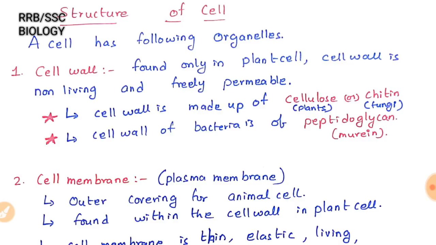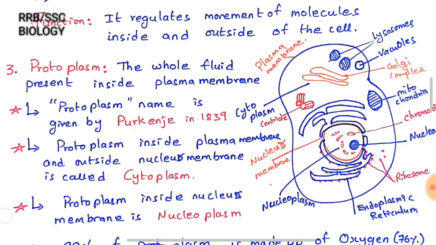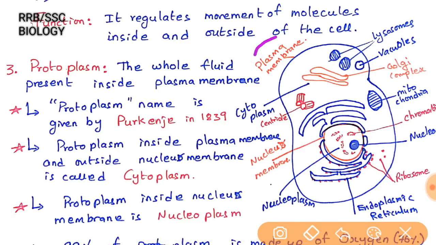Okay, the second organelle is the cell membrane. Here you can see the plasma membrane, the outer line of the cell or outer wall of the cell. We can call it the plasma membrane. The plasma membrane will be the outer membrane of the cell. For plants, the cell wall will be the outer layer. Within the cell wall comes the plasma membrane in the plant cell, whereas in the animal cell, the plasma membrane will be the outer cover, friends.